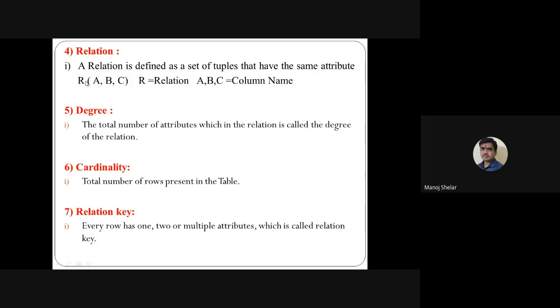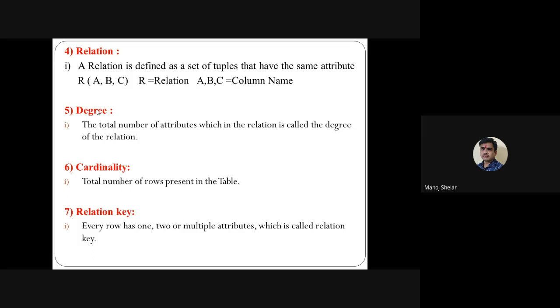So here R(A, B, C). What is R? R means a relation, means a table. A is an attribute, B is an attribute, C is an attribute or column. So R is a relation, and A, B, C are column names or attributes. It's a simple relation. What is degree? Total number of attributes. Total number of attributes means the degree of the particular relation.